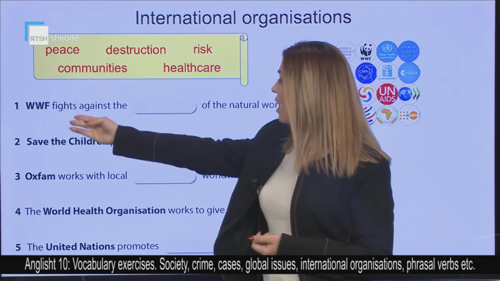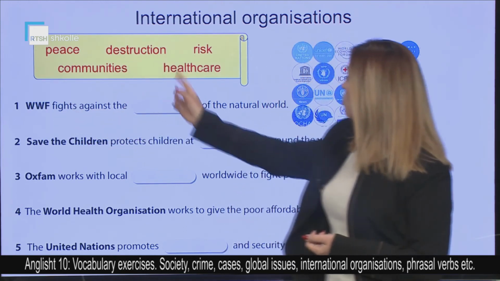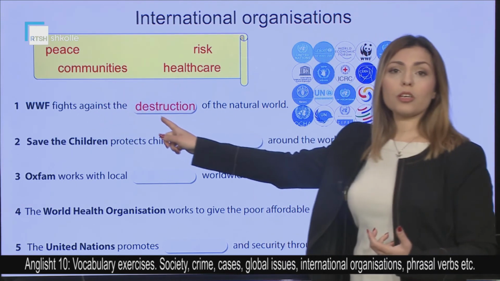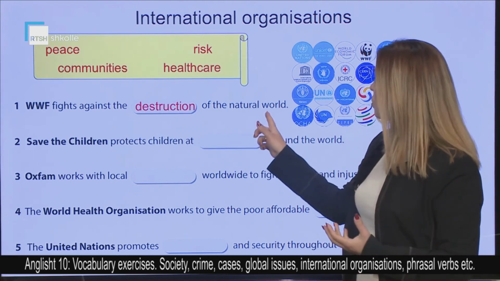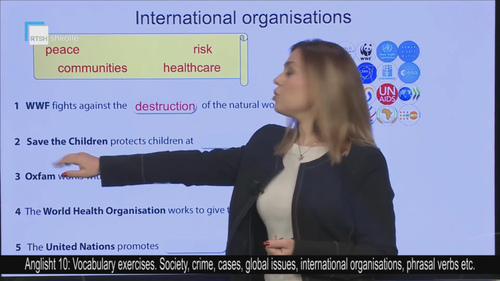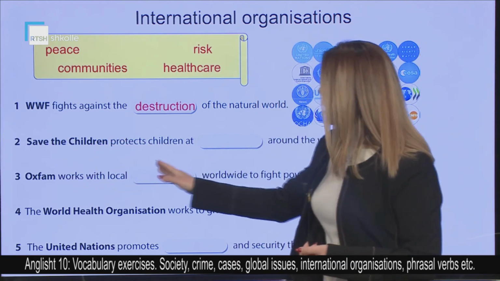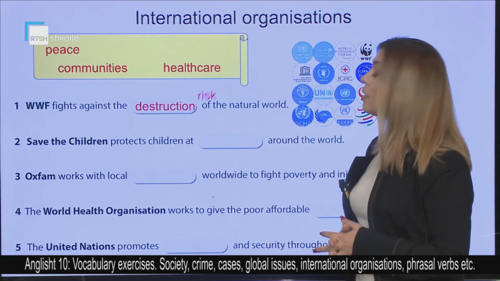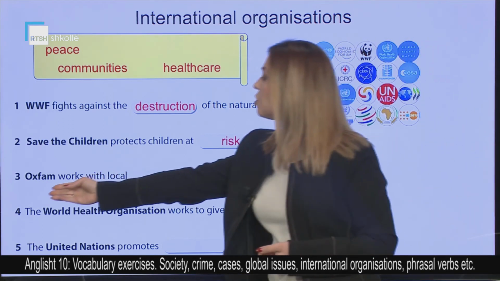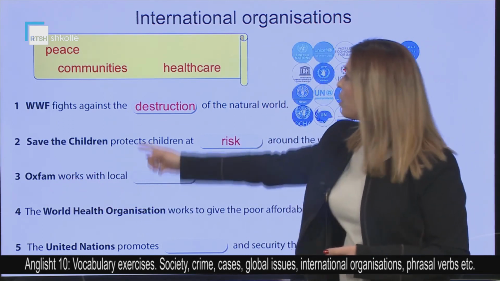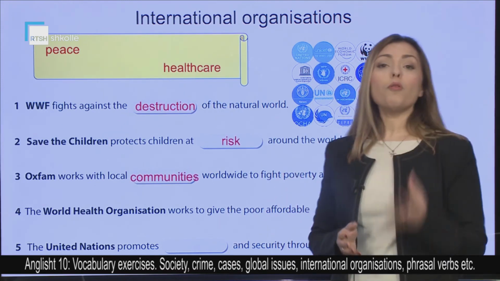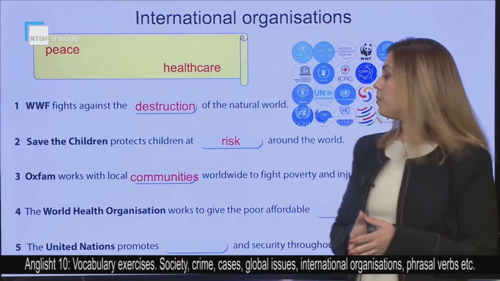WWF fights against the, look at the words please, destruction of the natural world. So against the destruction. We don't want the natural world to get destroyed. Another organization is Save the Children, that protects the children that are at risk around the world. Another organization is Oxfam, that works with the local communities worldwide to fight poverty and injustice.